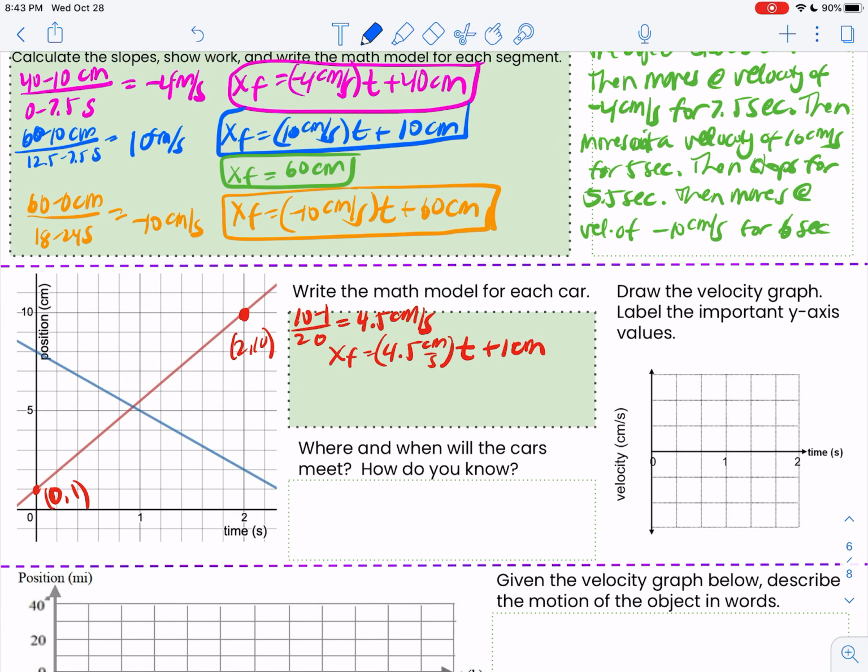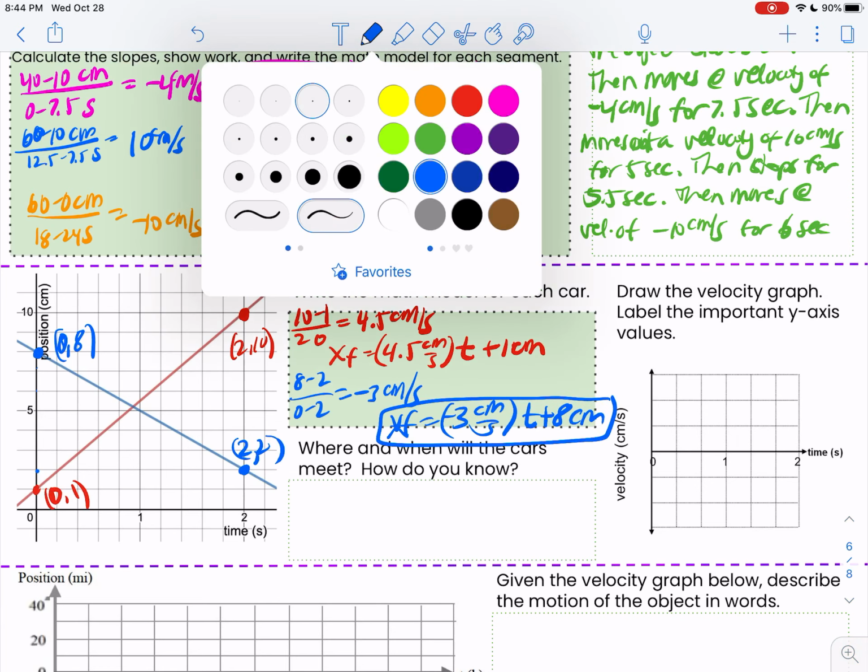Okay, all right, and then the blue, 0, 8, and 2, 2. Okay, so 8 minus 2 over 0 minus 2 is 6 over negative 2, so negative 3. So XF equals negative 3 centimeters per second T plus 8 centimeters. Okay, there goes that one. All right.